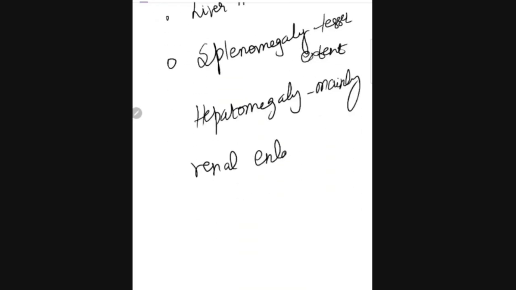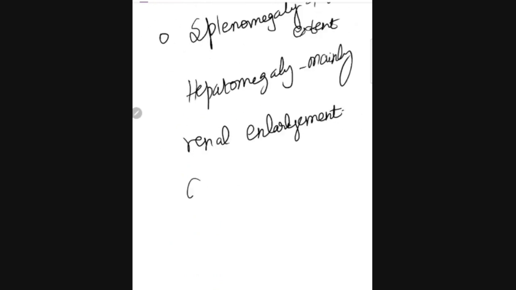Renal enlargement. Don't forget this point. In von Gierke's, I will have renal enlargement. Apart from that, the child will have a doll-like facies in von Gierke's disease.